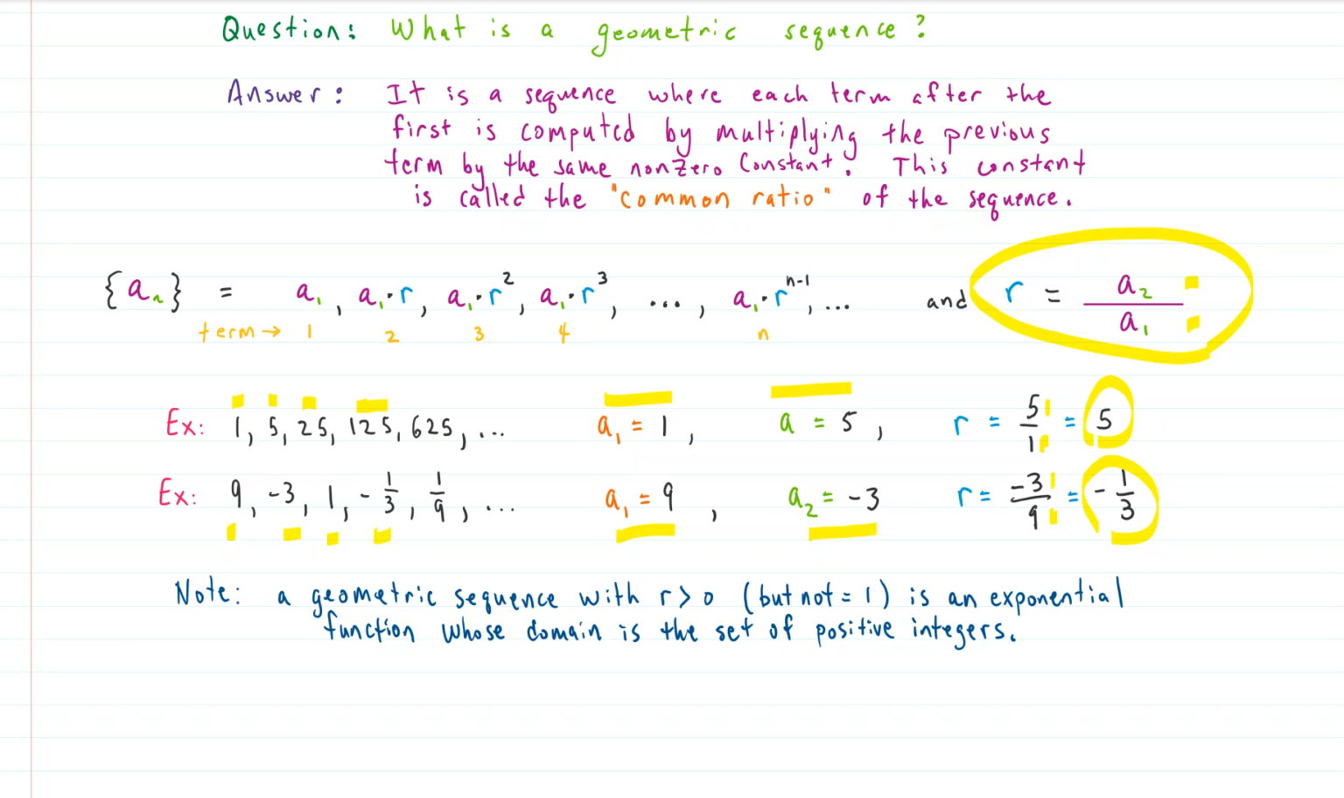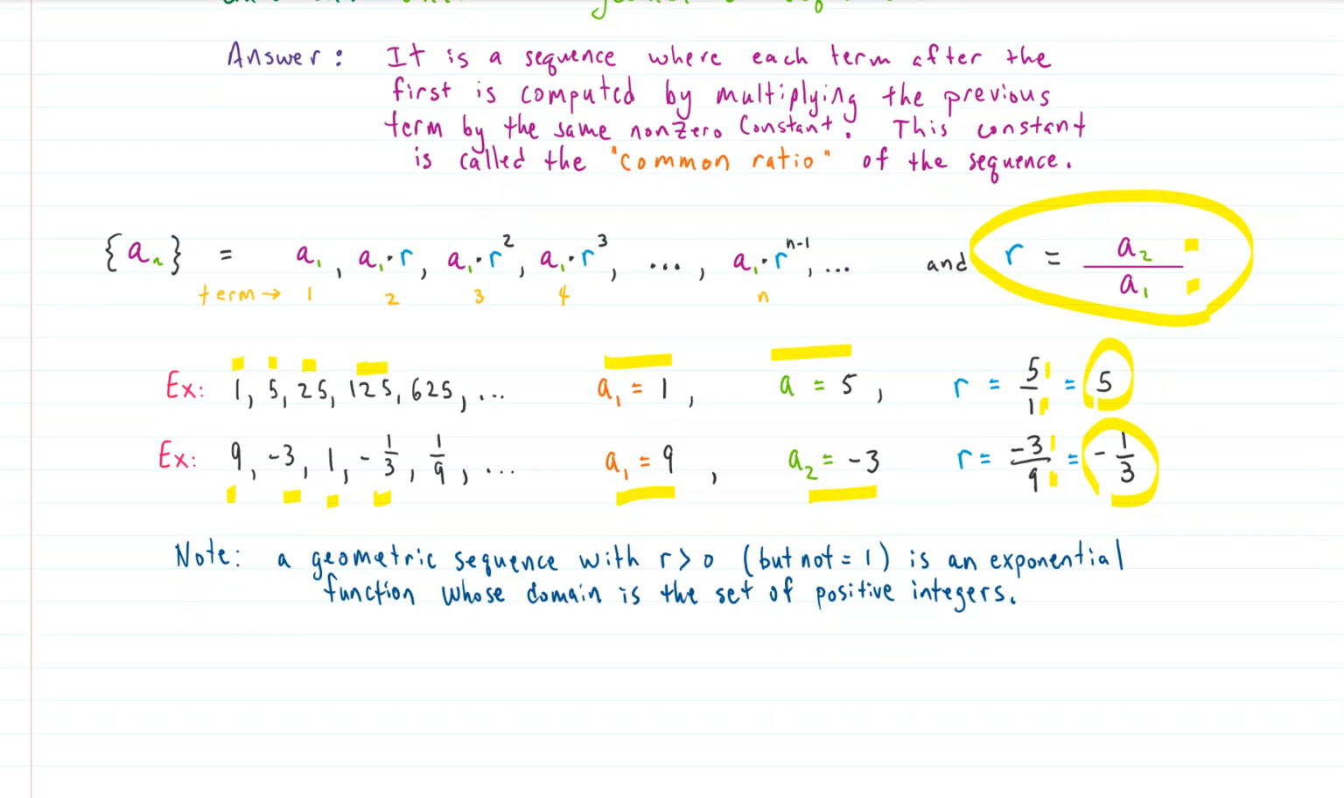And just a side note, a geometric sequence with the common ratio r greater than 0 but not equal to 1 is an exponential function whose domain is the set of positive integers.